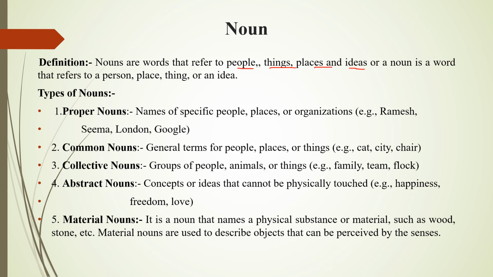Those types of nouns are: number 1, proper noun. Proper nouns are those nouns which are the names of certain specific people, places, organizations. For example, we say Ramesh. Ramesh is the name of a person. Seema. Again, Seema is the name of a person. Then London. London is the name of a place. Google. Google is the name of an organization. So, proper nouns are the names. They denote certain names of specific people.